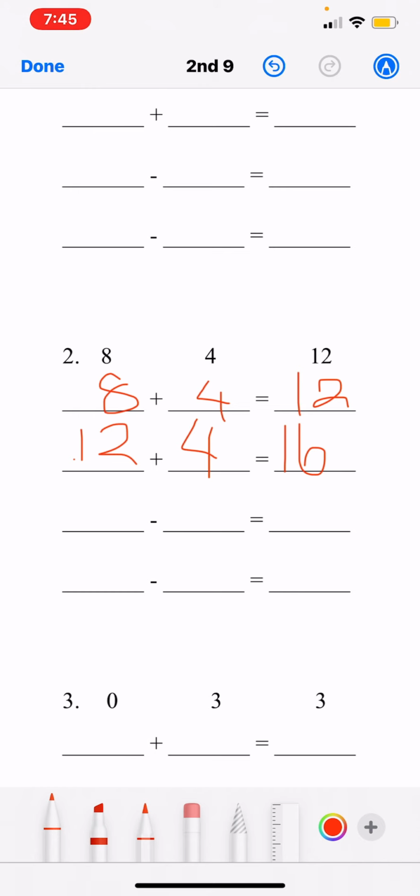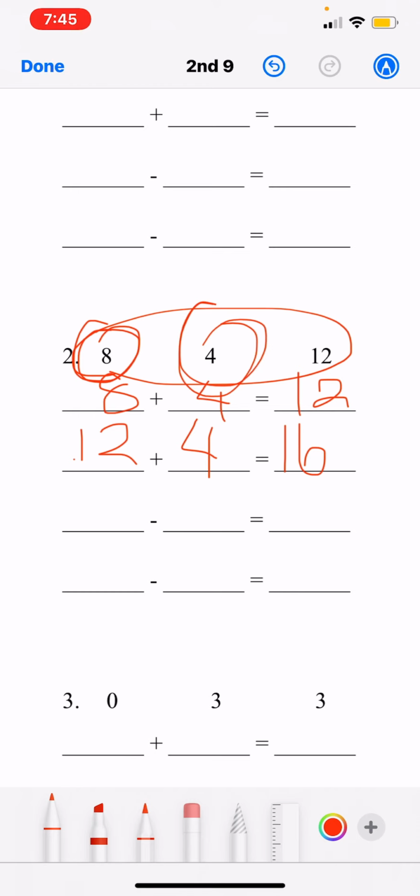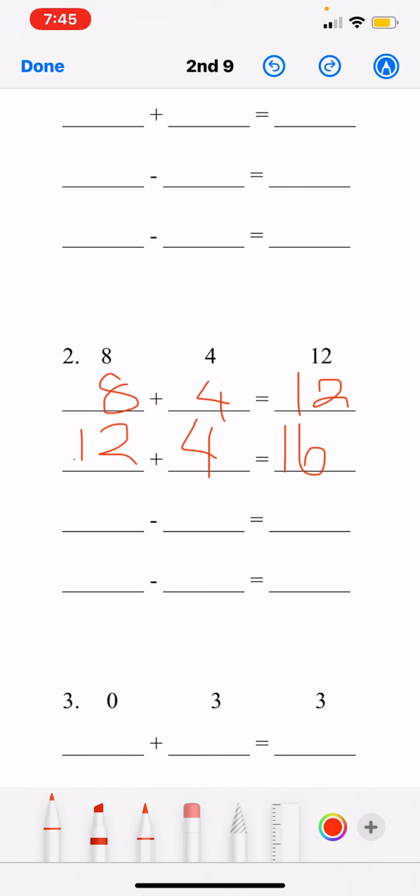And is 16 here? Can we use 16? No, we can't because 16 isn't on here. The only numbers we can use are 8, 4, and 12. So because we can't use 16, this doesn't work. So now I'm going to erase it. Now let me try another way.